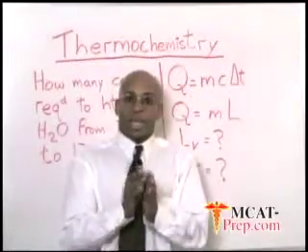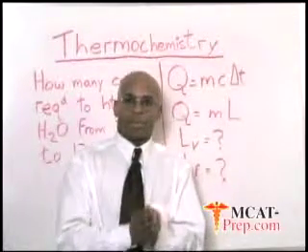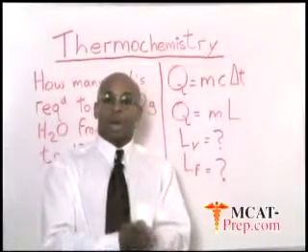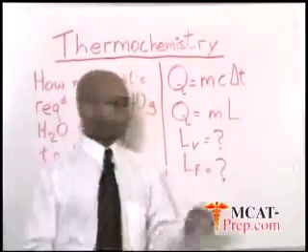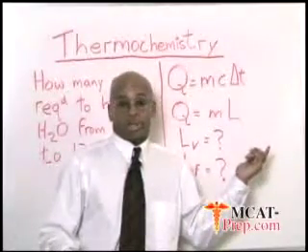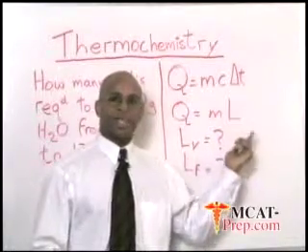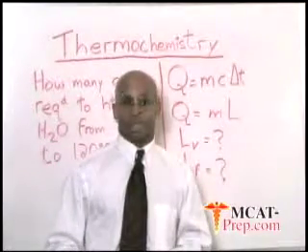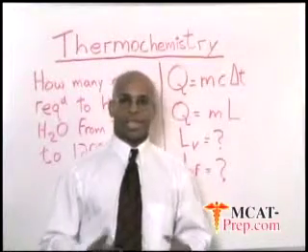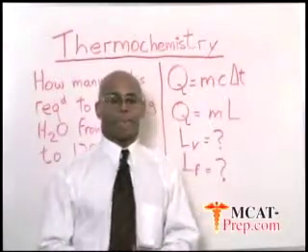Then, when we have ice at 0 degrees Celsius, we have to calculate how much energy is required to change that ice to liquid water at 0 degrees Celsius. To do that, we use Q is equal to mL, because there's no change in temperature. So M is the mass at 10. L is the latent heat of fusion. The latent heat of fusion for water is 80 calories per gram.